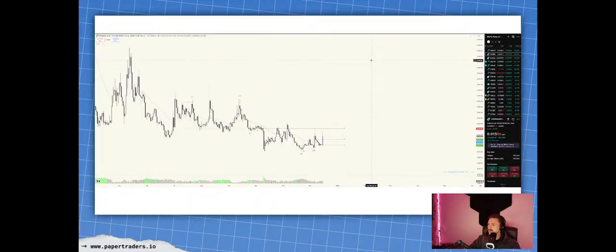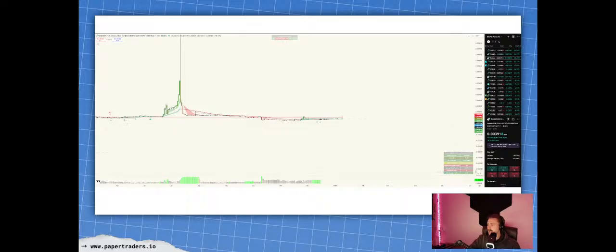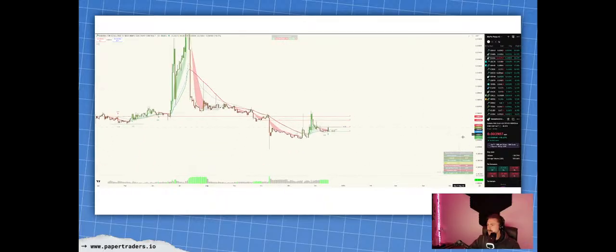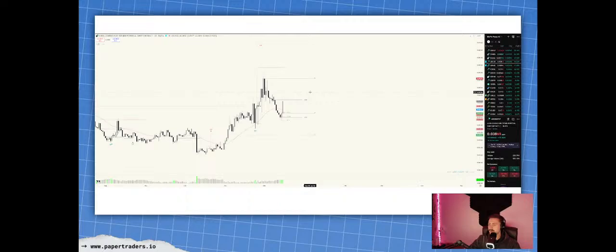Actually, we can scroll through some of these swarms. Let's see what we got. Bananas. Still 15 minute, 5 minutes. So no confluence. It shows you the confluence up above over here, across all the time frames that one price is doing.